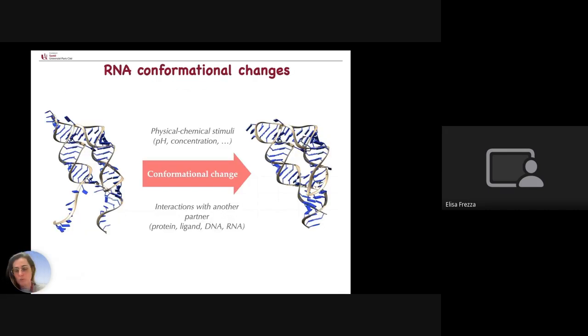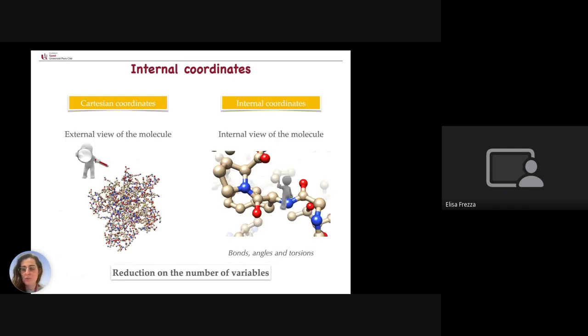So now I just want to show you two results that I have on how to take into account conformational changes, since these are quite important in RNA. I hope I convinced you in the beginning, and to do so we can do normal mode analysis. And instead of using Cartesian coordinate normal modes, that is the more standard approach, I developed and used internal normal mode analysis, meaning that instead of taking account the x, y, z coordinate of the atoms, I take into account the angles, the bonds, the distances, and this reduces a lot the number of variables and the computational time.